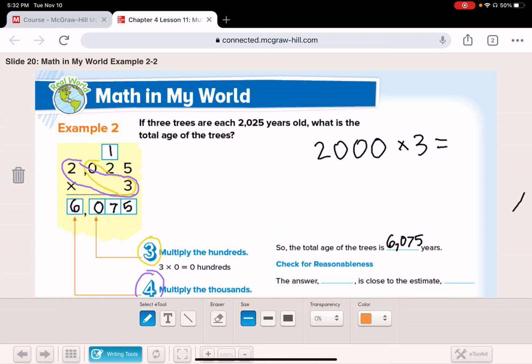when we solve big numbers with lots of zeros, we can do the 2 times the 3 is 6, and then count how many zeros to add. 1, 2, 3. And we get 6,000. So our answer is close to the estimate. The estimate was 6,000. So we know that our answer is correct.